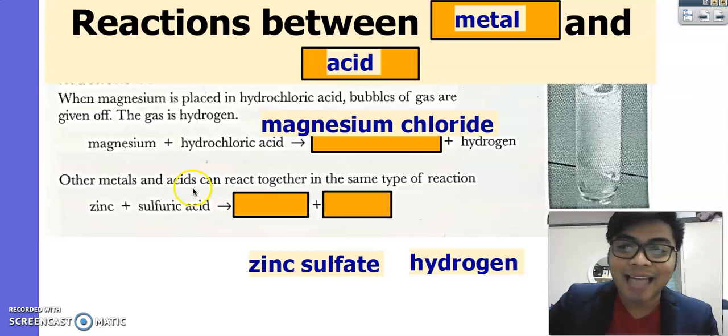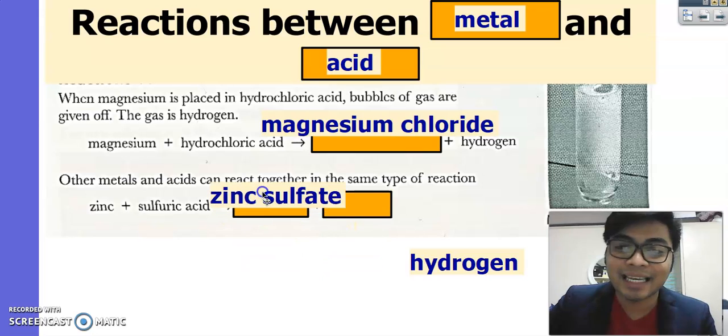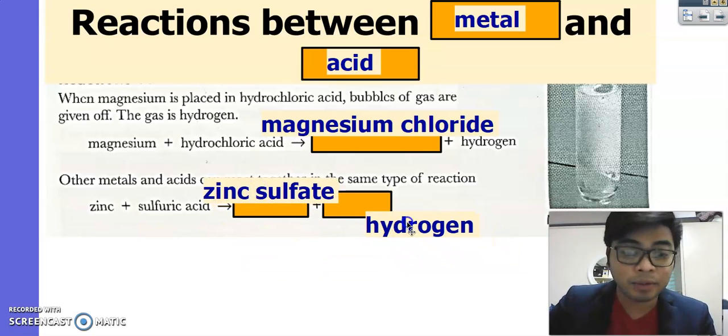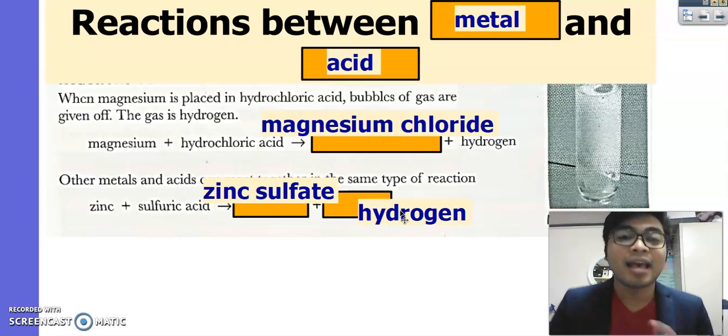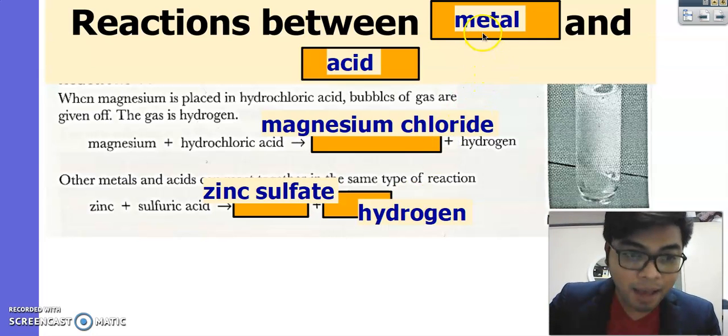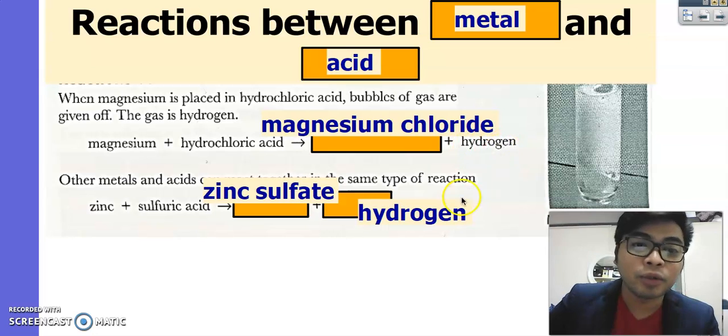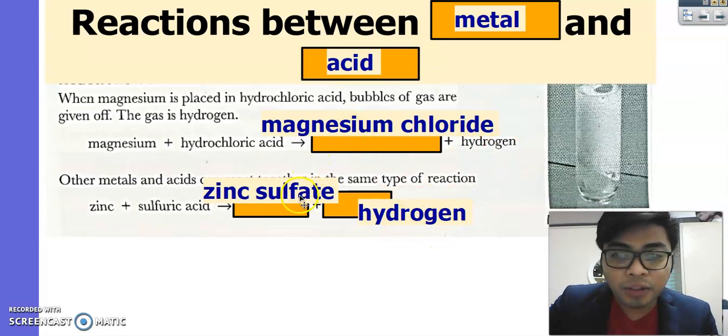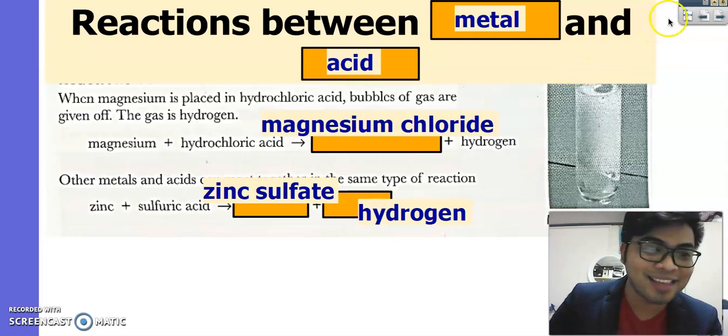However, other metals and acids can react together in the same type of reaction. Example, zinc, a metal, and another acid called sulfuric acid. If they react with each other, it will produce zinc sulfate, and the gas which will be produced is hydrogen. Take note, every time we react a metal and an acid, it will always produce hydrogen. So we also produce another compound. How are we going to know which compounds are produced? Let's take a look at this.